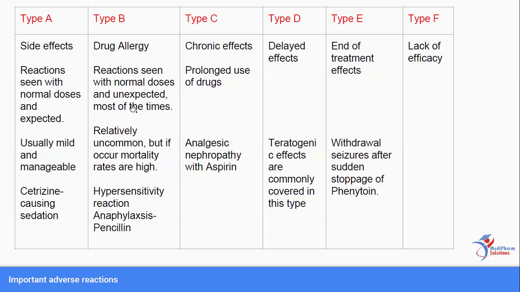Okay. When it comes to type B adverse effects, mainly drug allergies fall into this type B category. What does this mean? It is not expected for all individuals at normal doses, and it is uncommon, but if it happens unexpectedly, it is going to cause high mortality. We call this a type B adverse drug reaction. The best example for type B adverse reaction is hypersensitivity reaction caused by penicillin.